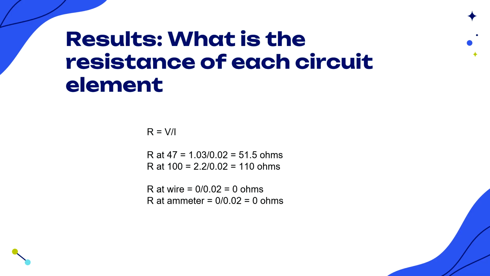And so results, what is the resistance of each circuit element, where R is equal to V over I? R at 47 is equal to 1.03 over 0.02, which we got as 51.5 ohms. R at 100, we got 110 ohms. R at the wire, we got 0 ohms. And R at the ammeter, we also got 0 ohms.